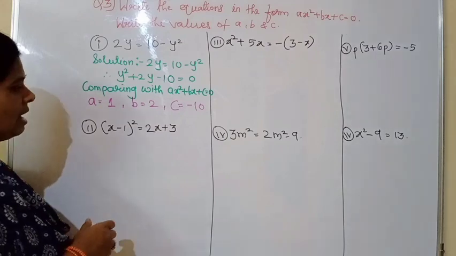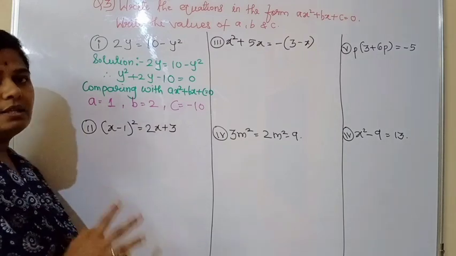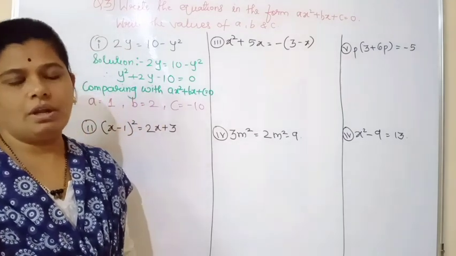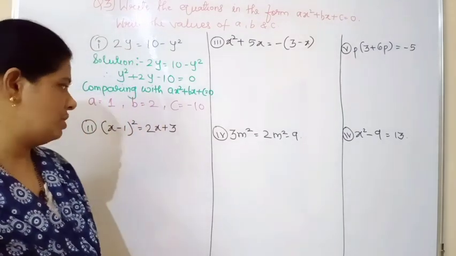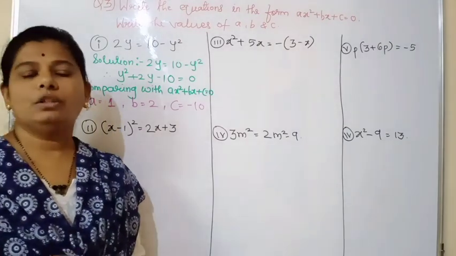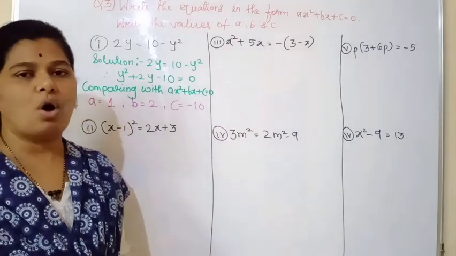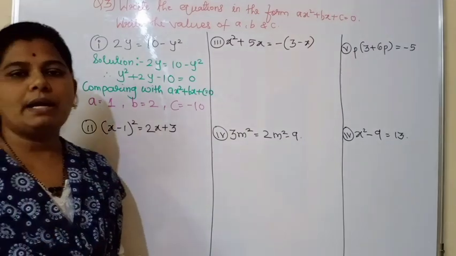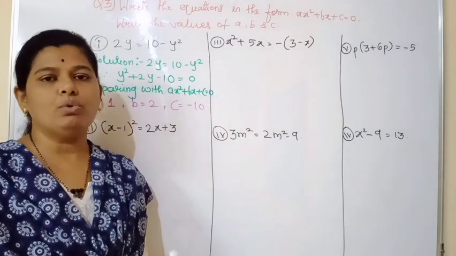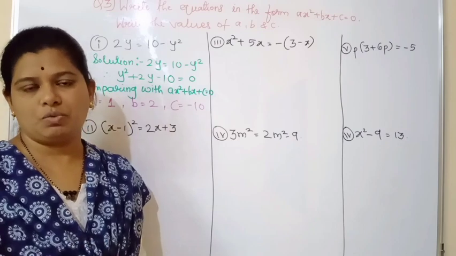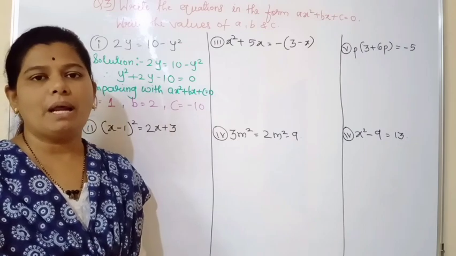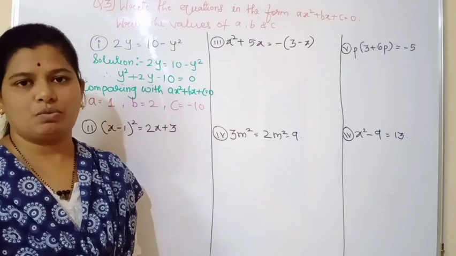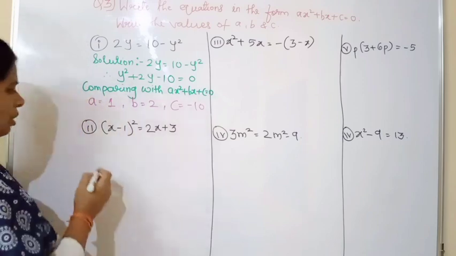In the second example they have given x minus 1 square equal to 2x plus 3. Now how to arrange this equation? First of all, what do we have to do? The first thing is that we have to solve this bracket. We have to use the formula. x minus 1 square means what? We have to use the formula of a minus b square. What is the formula for a minus b square? That is a square minus 2ab plus b square. The same thing we have to do here.